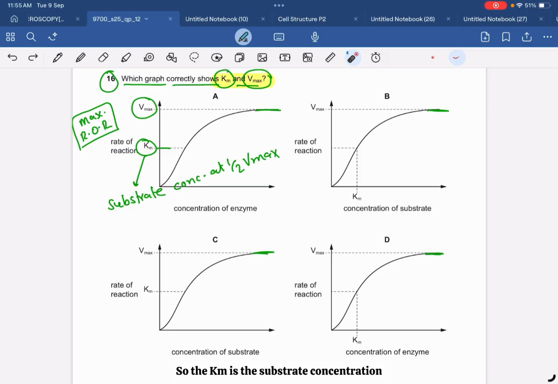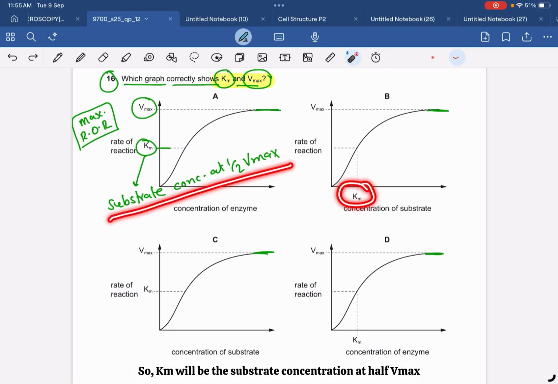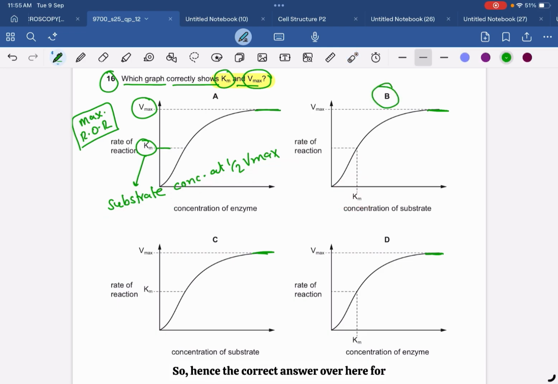So the Km is the substrate concentration at half Vmax. For example, if this is the Vmax and we halve this value, we are going to get the value of the Km somewhere over here. So Km will be the substrate concentration at half Vmax. Hence the correct answer for this MCQ would be option B. This graph is basically showing the correct depiction of the Km and the Vmax.